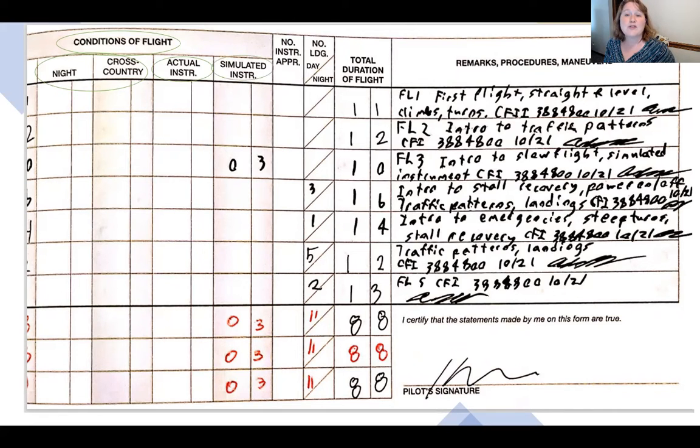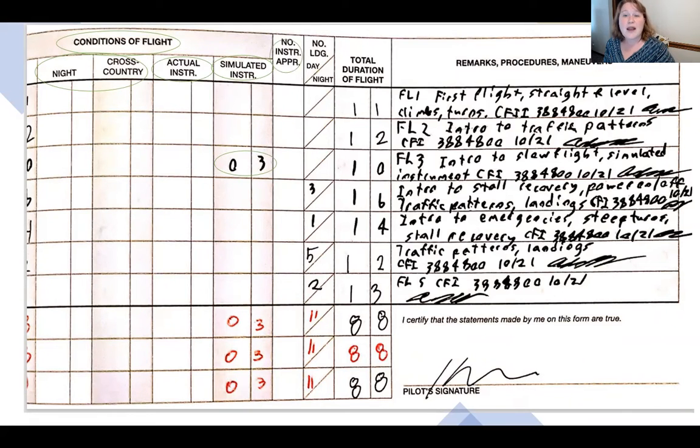Next is simulated instruments. Basically, they put a hood over his head so he could only see the instruments and could not see through the windows of the airplane. And he did that for 0.3 hours. So about 18 minutes of the flight was practicing flying without being able to see out the windows.